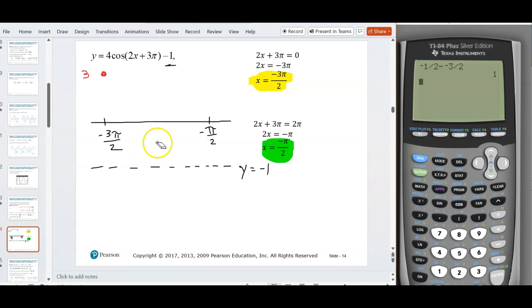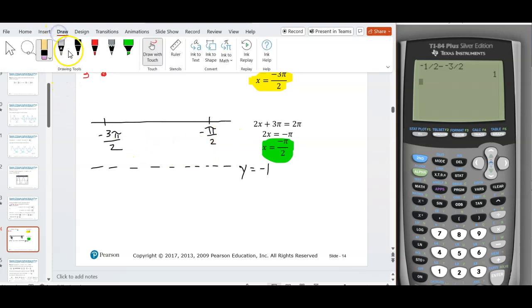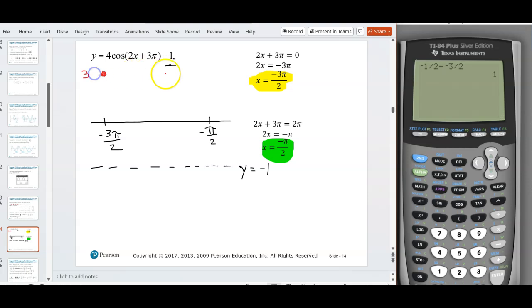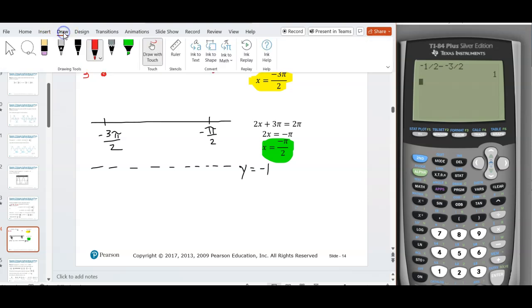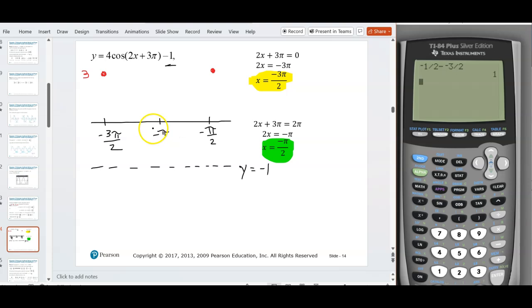One full period away, we'll be right back where we started. So at 1 period, we'll be back at 3. Halfway in between these, again, -3 halves, -1 half, halfway between those will be -2 halves, or -pi. At a negative pi, if we're cosine, we're at the opposite of where we are at the ends. So if we're at the maxes at the ends, at negative pi we're going to be at the minimum. The minimum here is -1 minus 4, so it's going to be way down here at -5.